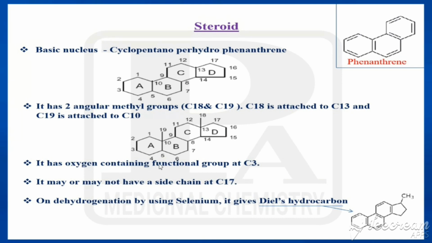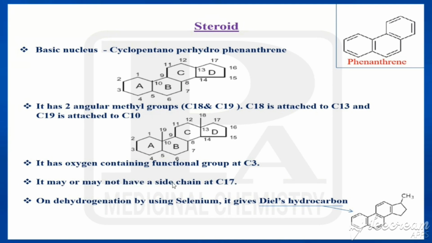And it has an oxygen containing functional group at C3. So this would be the third position. In the third position, it has an oxygen containing functional group. What are the examples for oxygen containing functional groups? Maybe carboxylic acid, ester, ether, hydroxy group, ketone, aldehyde, amide, etc. So in the third position, it has an oxygen containing functional group, any one.